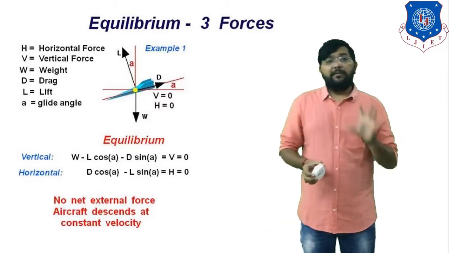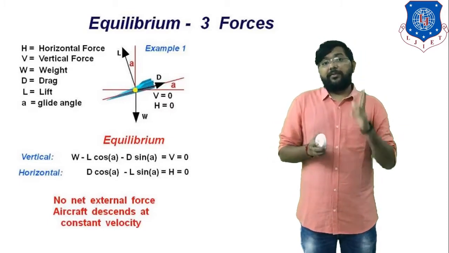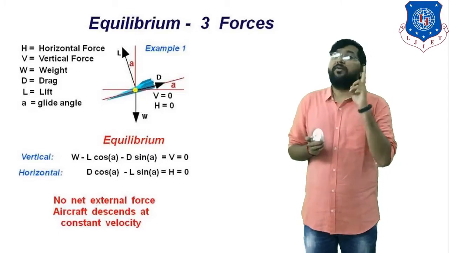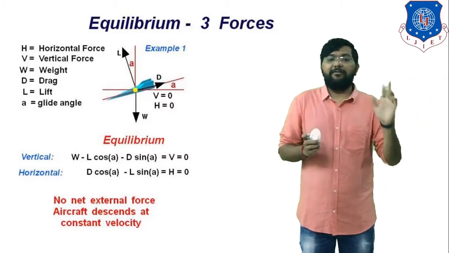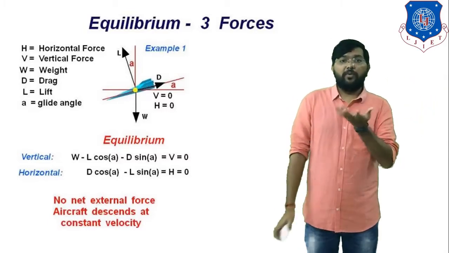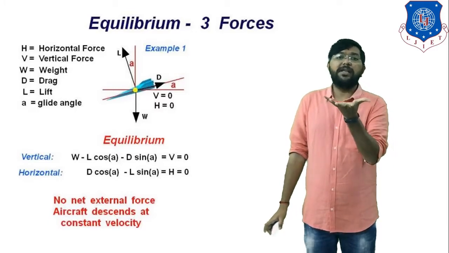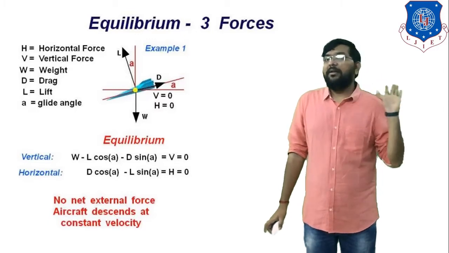Now this body will be considered in equilibrium condition if the addition of horizontal forces is equal to 0 and the addition of vertical forces is equal to 0. Then this body will be considered in equilibrium condition. Now you have to calculate, or compare, the total upward force and total downward force. Clear? This is the sigma of vertical forces.